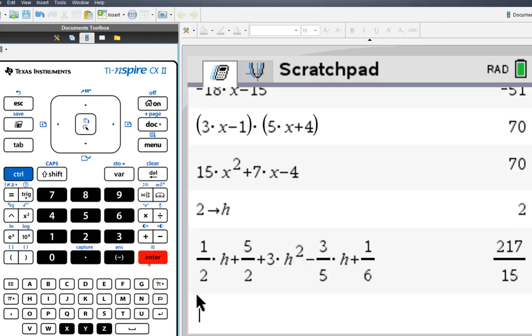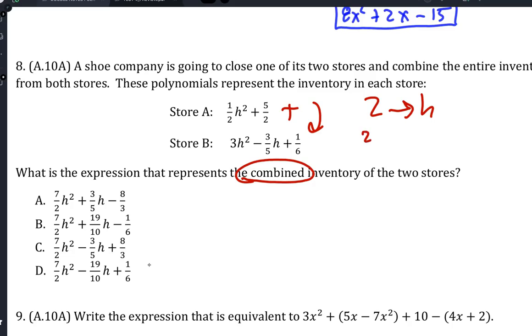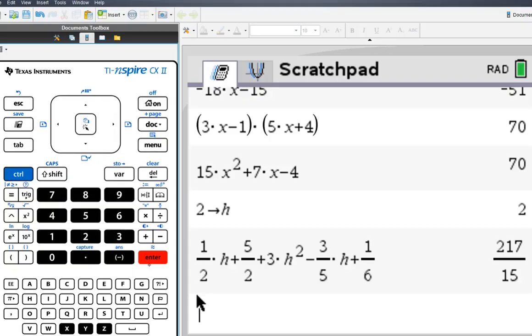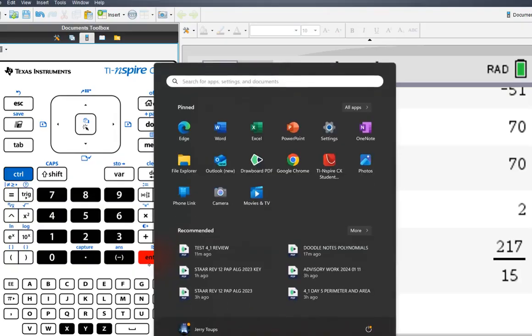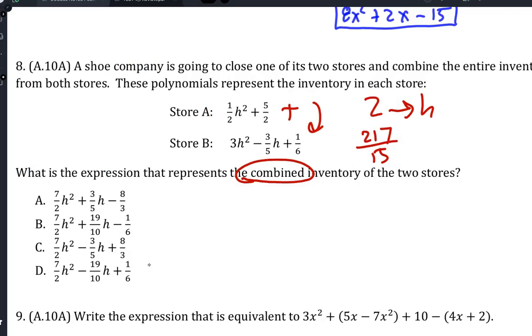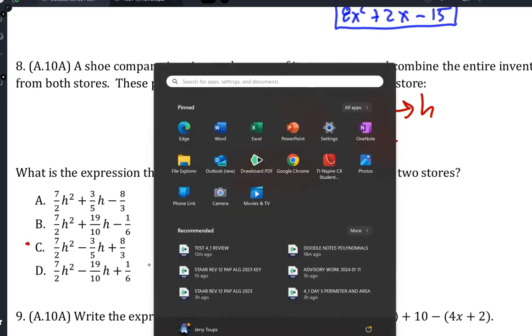So I'm going to go to my paper, and I'm going to put 217 over 15. That's what I just got for that when I typed it in. Now then, one of these is going to match up to 217 over 15. Let's look at our paper. I'm going to try to go straight to the answer. I need a 7 over 2h squared, and then a minus 3 over 5h. Let's try letter C.